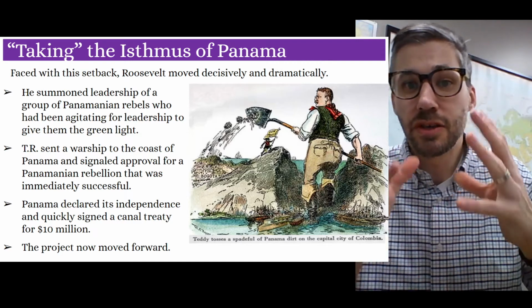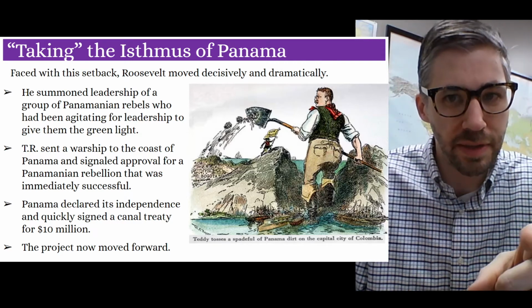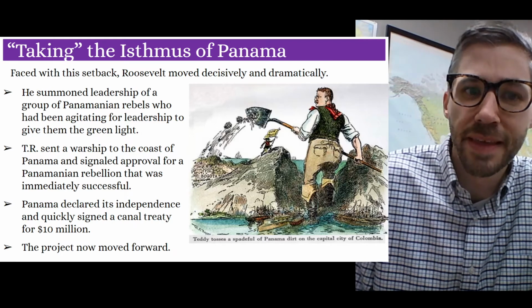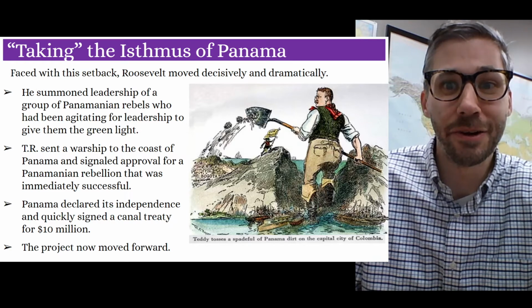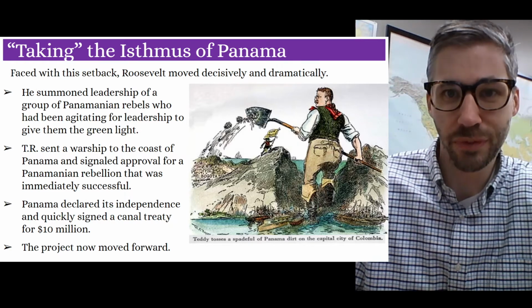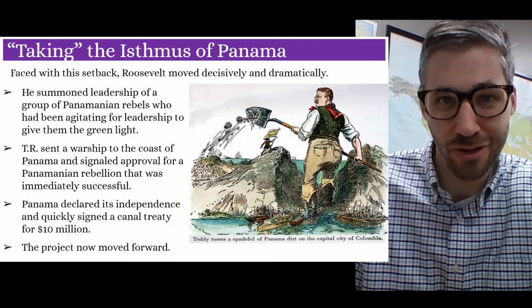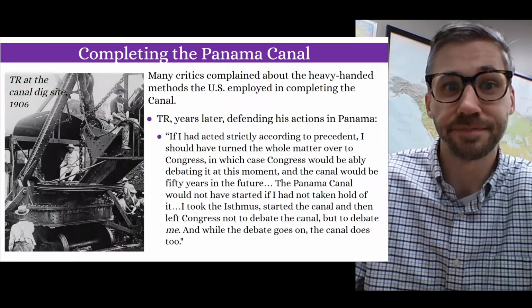And Panama, you have independence, you have a nice new powerful partner in the world, and you have $10 million in your back pocket. And the project moves forward. It is not George Washington's style of staying uninvolved in world affairs. All right, we are in a different age all of a sudden. And TR just says, this is how good things get done.